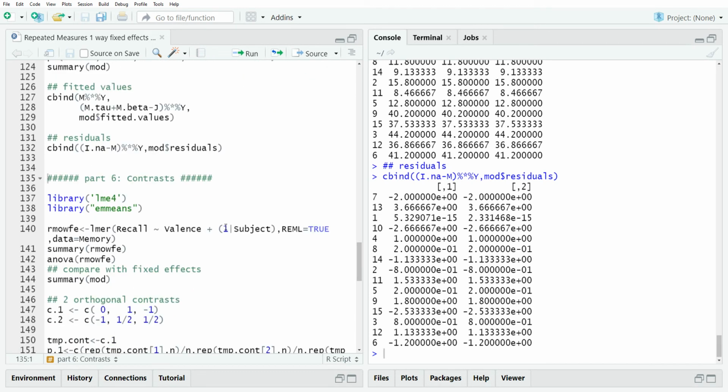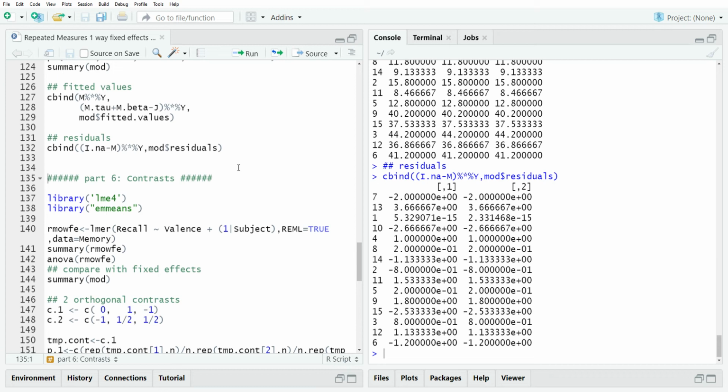Now in part 6, we look at contrast, and here we looked at what's called treatment contrast, because we're not interested in the subject. Plus, they're random, so they're observed values of a random variable, so it doesn't make sense to create contrast from them. So we only created the treatment contrast.